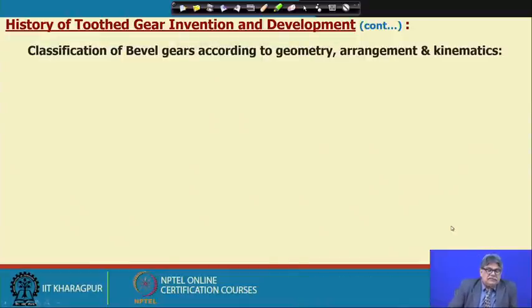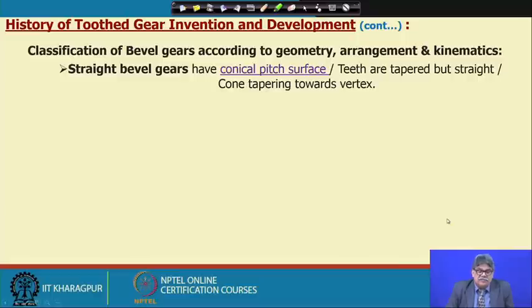Now, here perhaps we should know that bevel gears are of various types. The straight bevel gear, which I have shown in an earlier slide, has a conical pitch surface. The teeth are tapered, but straight, and the cone tapers towards the vertex.